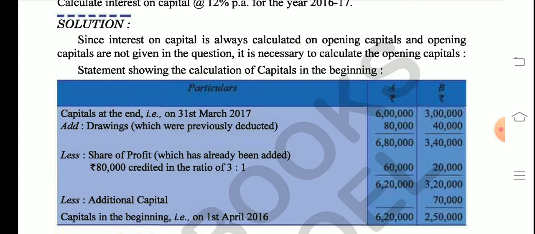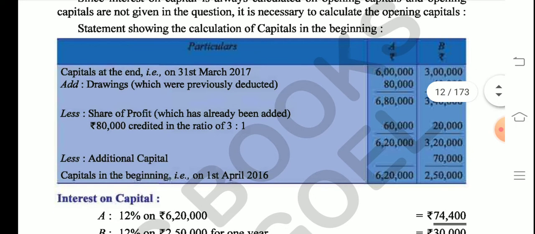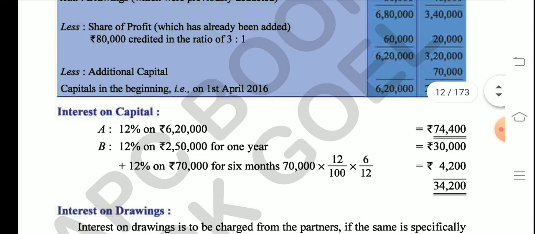I hope you remember we had read a chapter in class 11, the single entry chapter. In that chapter I taught you how to go from a closing capital to the opening capital. See, the closing capital is given to you. What are we going to do? We are going to add the drawings, subtract the profit, and subtract the additional capital, and we'll get the capital at the beginning. So capital at the beginning is calculated as 6,20,000 and 2,50,000, and now we will calculate interest on capital based on this opening capital.